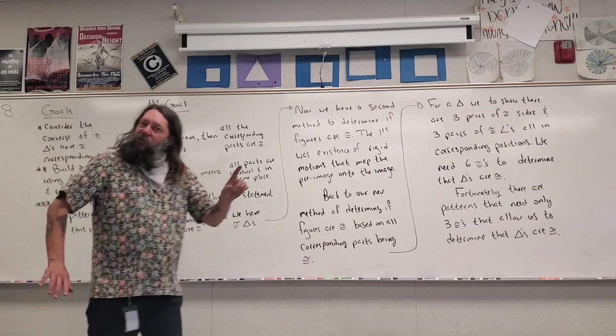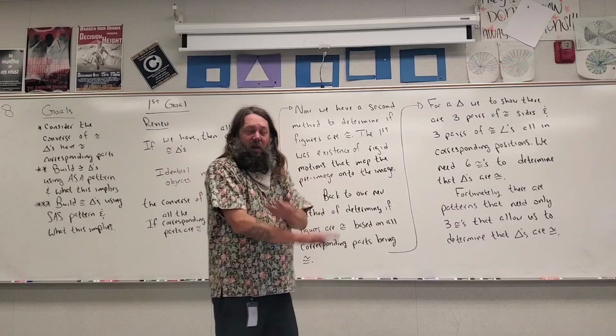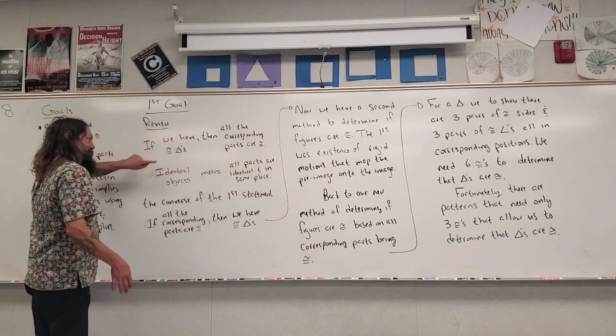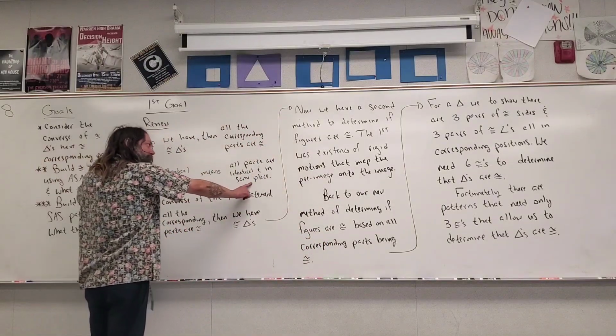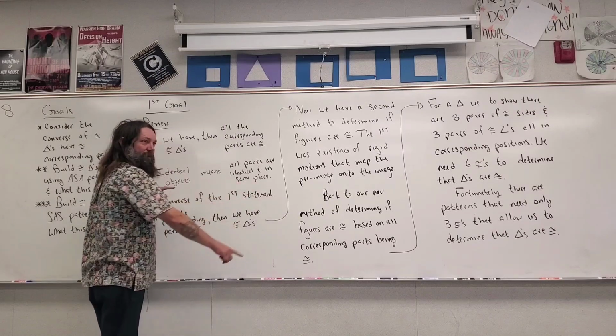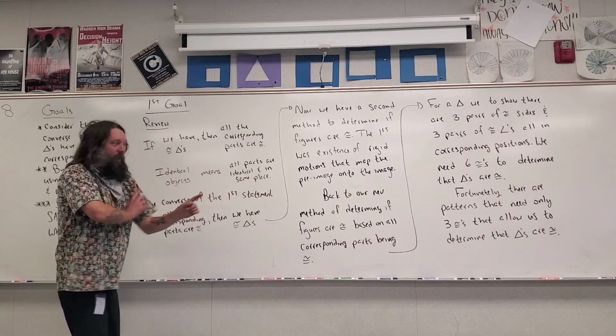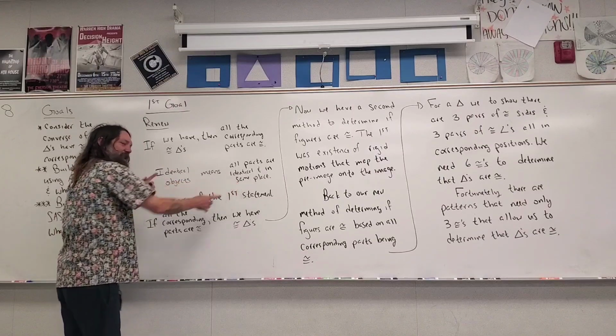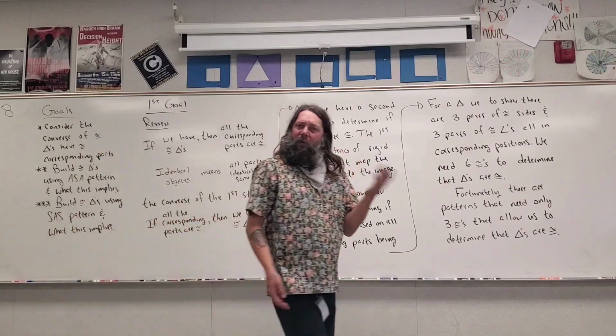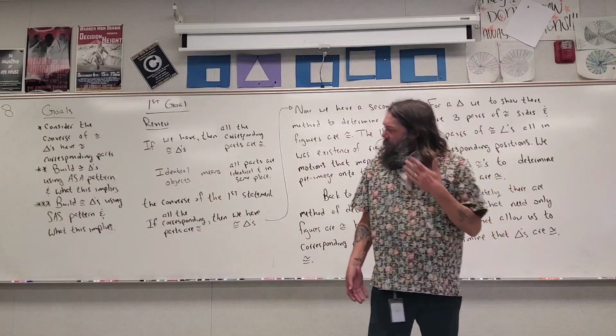Now I want to take the converse of this. I want to switch what I'm starting with. I started with the identical objects, and that meant that all the parts had to be identical in the same place. I'm going to switch the order here. I'm going to start with this and end with this, and I think that's a reasonable conclusion. Right? I think that's very reasonable.